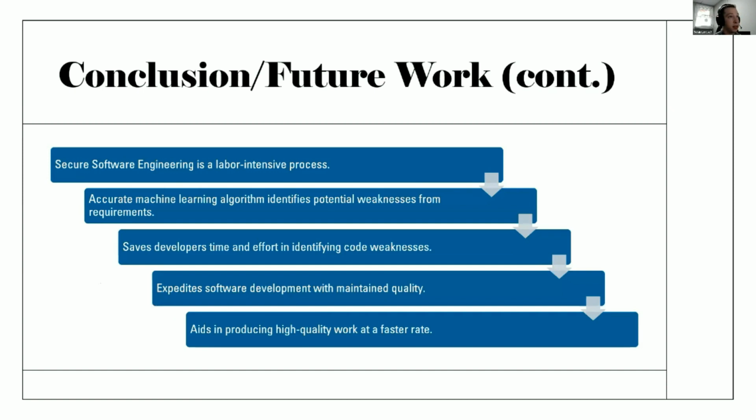So harking back to the beginning of this talk, secure software engineering is an onerous process. Identification of potential software weaknesses from requirements, elicitations, or specifications using an accurate machine learning algorithm would save developers a significant amount of labor and time in finding weaknesses in their code, and thus allow software of the same quality as before the existence of such an algorithm to be produced at an accelerated rate.